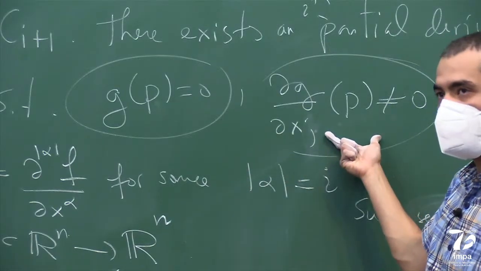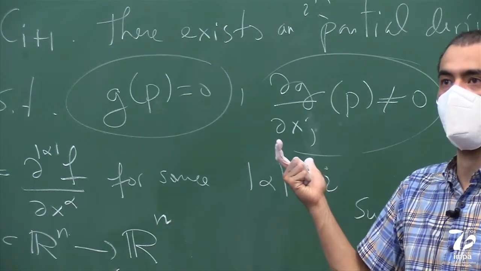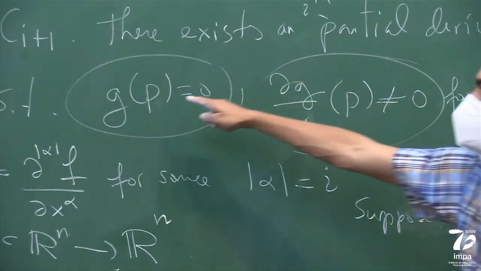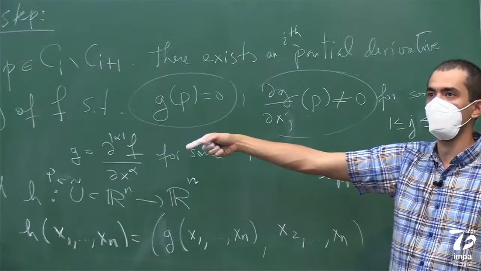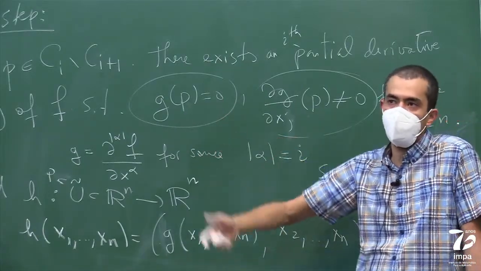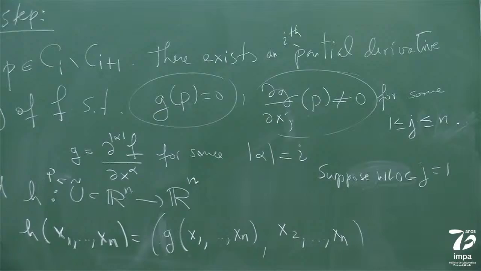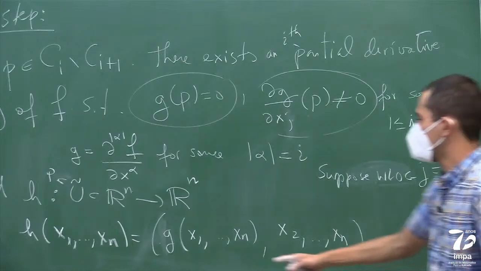So if I have this condition, then by the implicit function theorem, I can write the zero set of this as the graph of some function. That's the implicit function theorem. But another way to see that is that there is a local diffeomorphism that takes this to 0 times something of dimension n minus 1. So under this diffeomorphism, I am on Ci if and only if the first coordinate is 0. So it's like writing H like this.